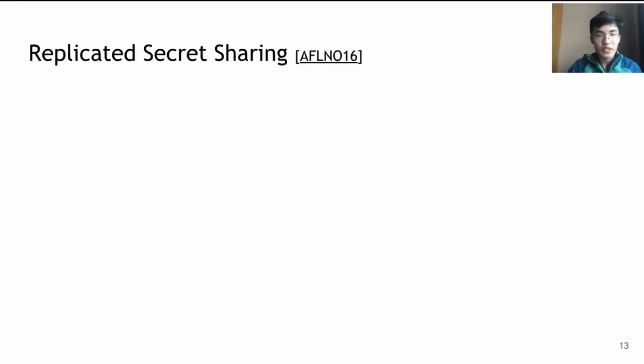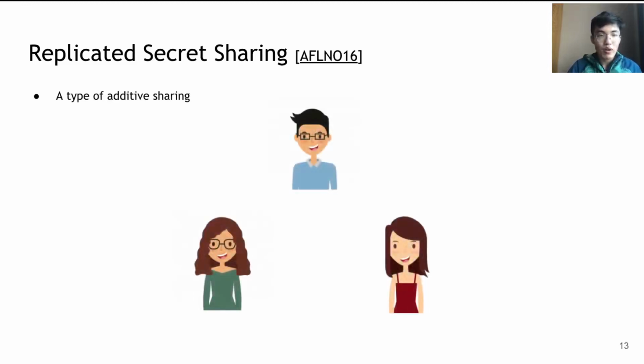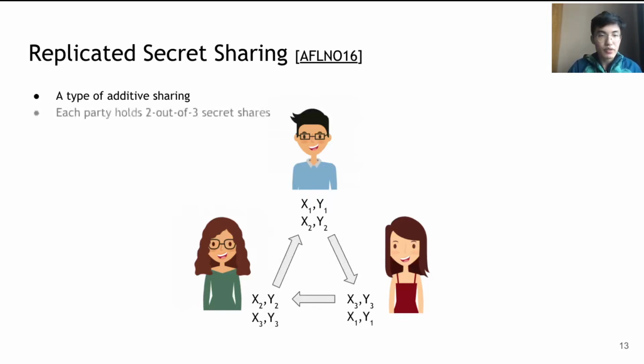First, we use replicated secret sharing as our basic building block. Replicated secret sharing is a type of additive secret sharing, where multiple parties that hold their own secret shares send their own secret share to the neighboring parties. After replicated secret sharing, each party will hold 2 out of 3 secret shares. Replicated secret sharing supports addition and multiplication, and it is an efficient building block for three-party computation.